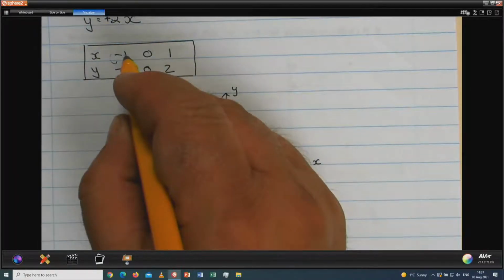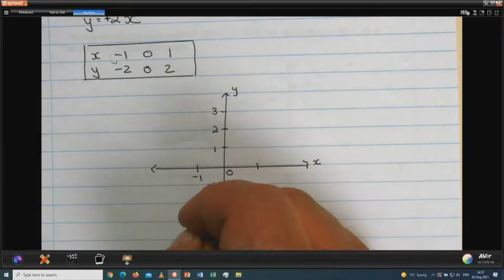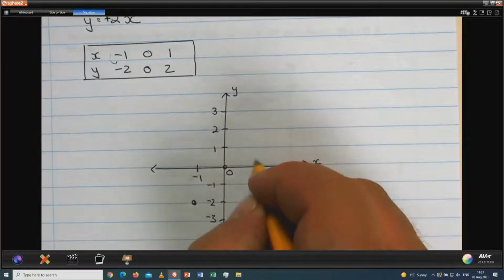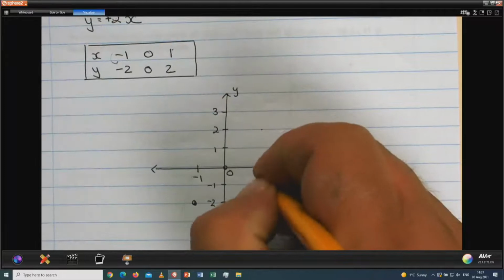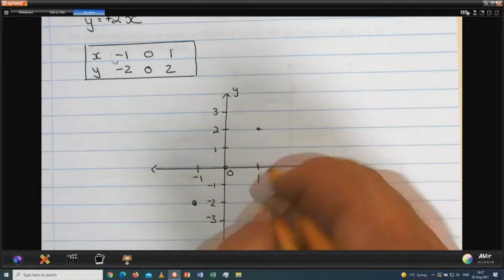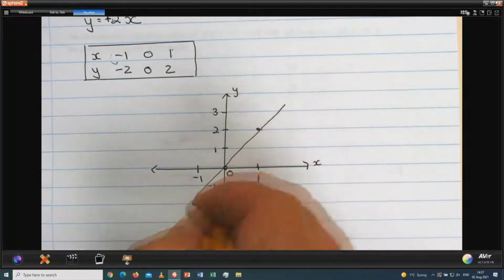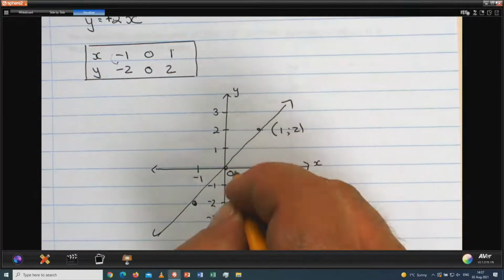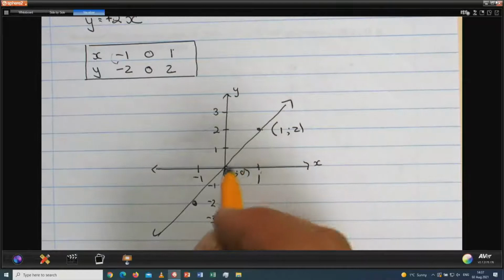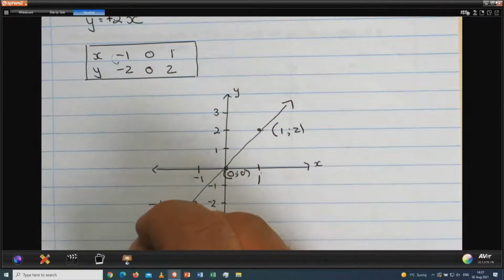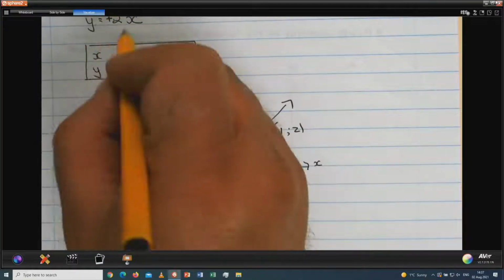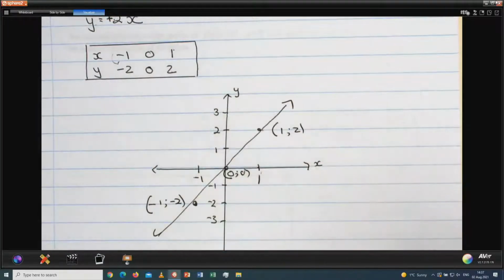So we're going to say negative 1 and negative 2. It is 0, 0, and it is 1 and 2. X equal to 1, y equal to 2, and it is a straight line passing through those points. This here is 1, 2, 0, 0, which is the origin, and this here is -1, -2. And you can see the gradient is positive. It's positive 2, so it's an increasing slope.